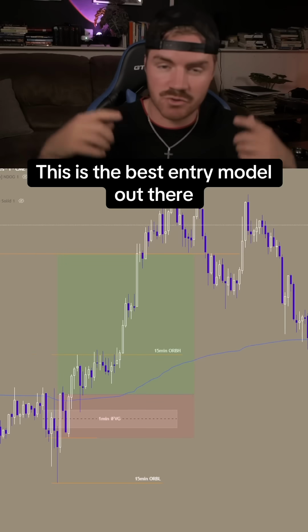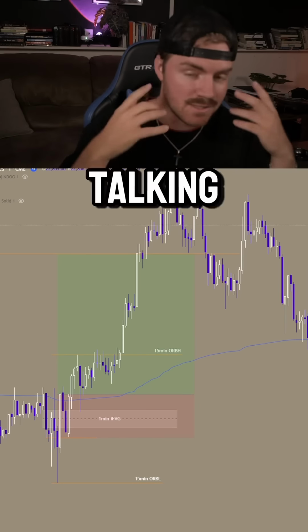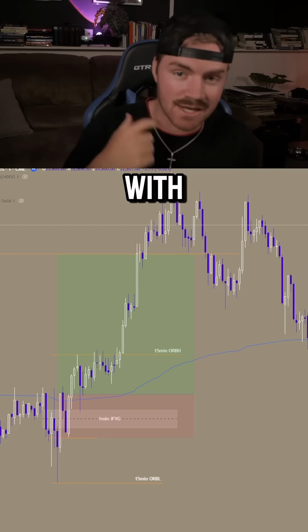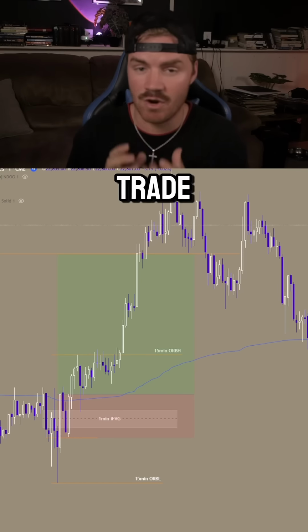This is the best entry model out there, and if you haven't learned it yet, you need to pay attention now. The entry model I'm talking about is the 15-minute ORB mixed with ICT concepts. Let me show you real quick how simple it is to trade this model.